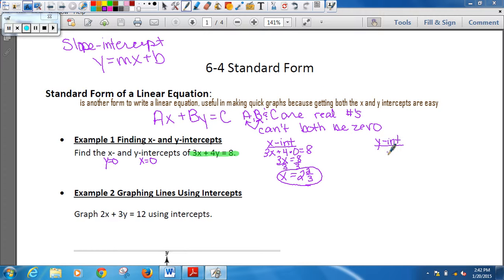My y-intercept, which we are more used to using because of our slope-intercept form up here, is where x is equal to 0. So I replace the x with 0 this time, and we get the y by itself. 3 times 0 is 0. 4y equals 8. Y equals 2. So my y-intercept there is 2.